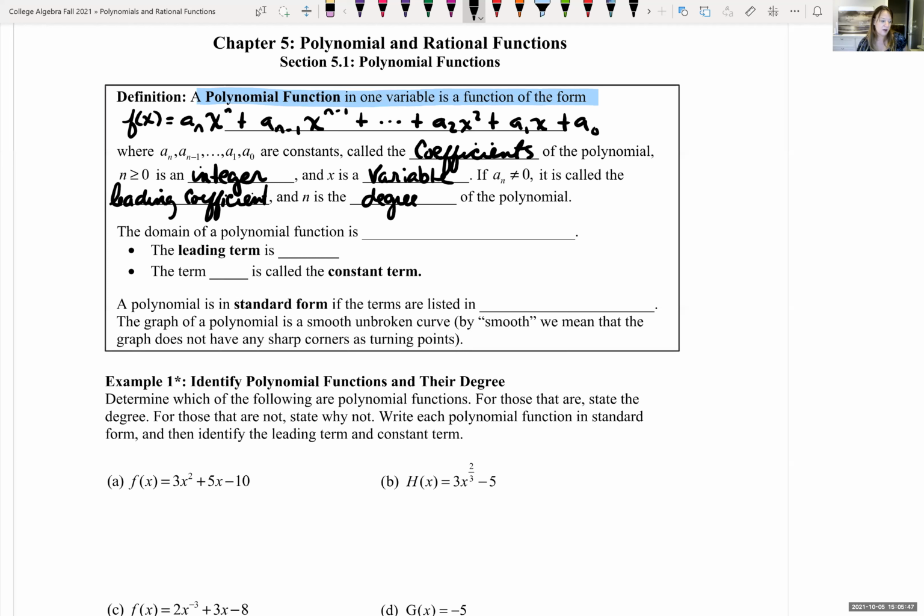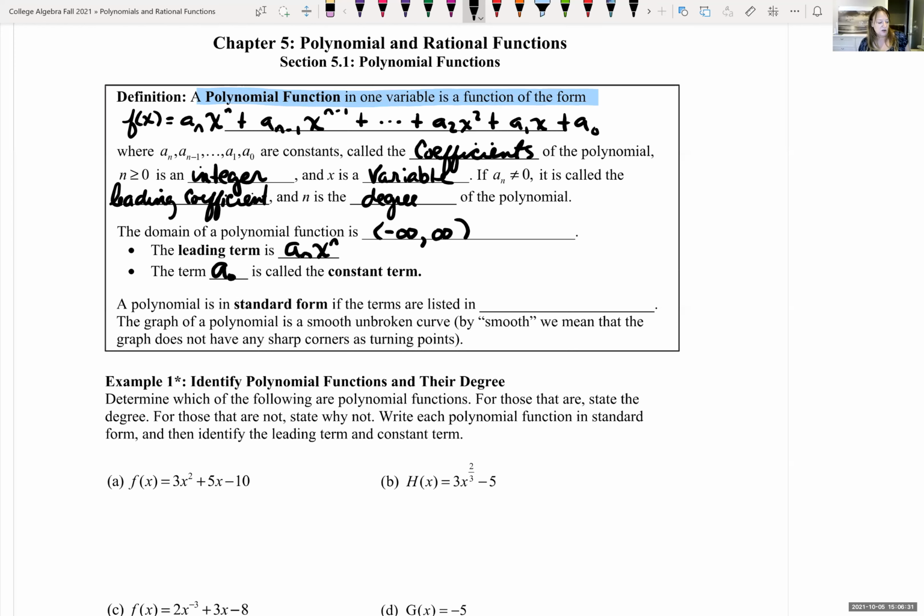The domain of a polynomial function, well, there's no trouble spots. And so the domain is going to be all real numbers. So we can write that also in interval notation, negative infinity to infinity. The leading term is a sub n times x raised to the nth, and the term a sub 0 is called the constant term. Okay, so this looks maybe confusing with all the variables and everything, but it really isn't too bad.